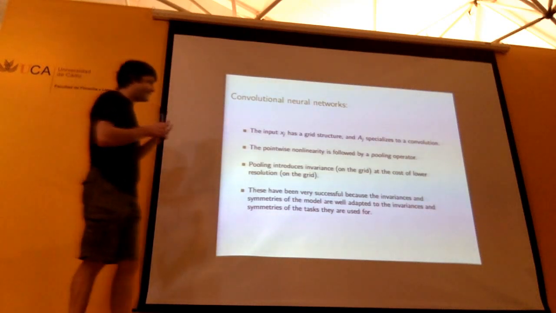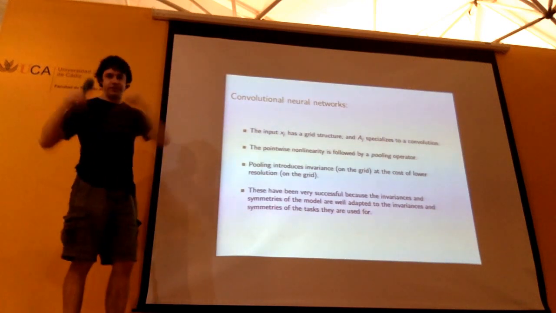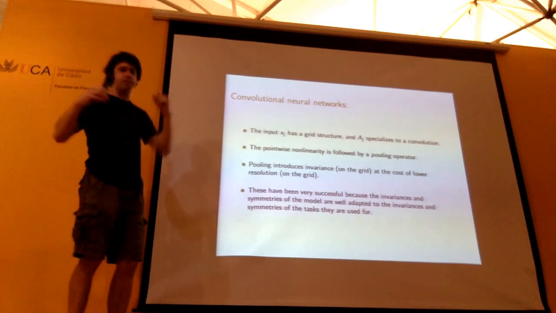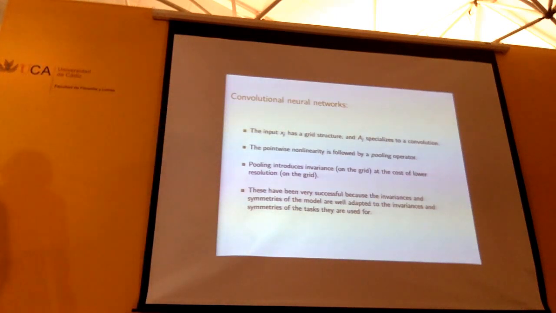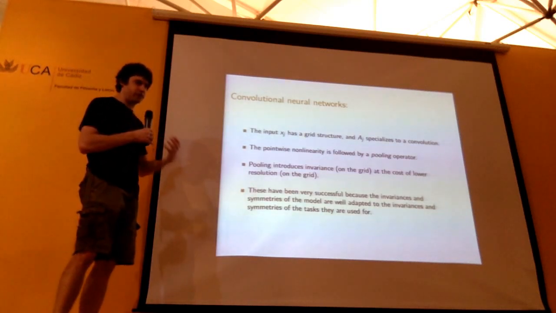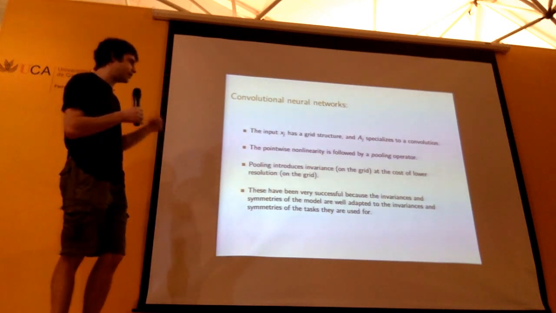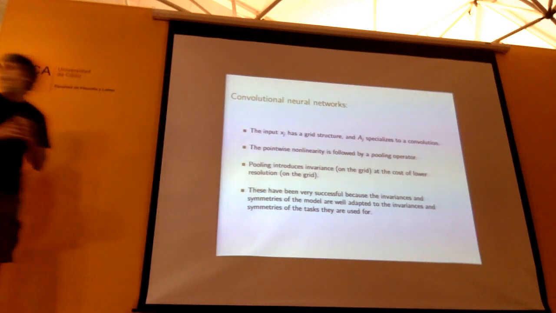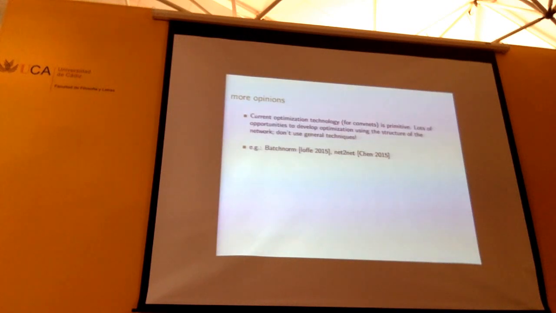These things have worked because the invariances and the symmetries of the model match the invariances and symmetries of the problems that people use them for. This is important. It's super important that you do model fitting, and that you learn all the way down to the pixels. But it's also super important that the model has these properties.